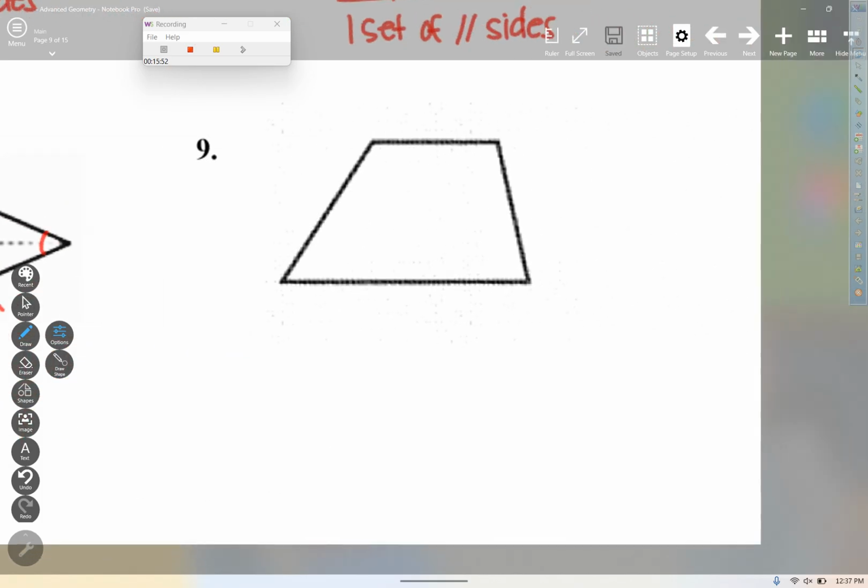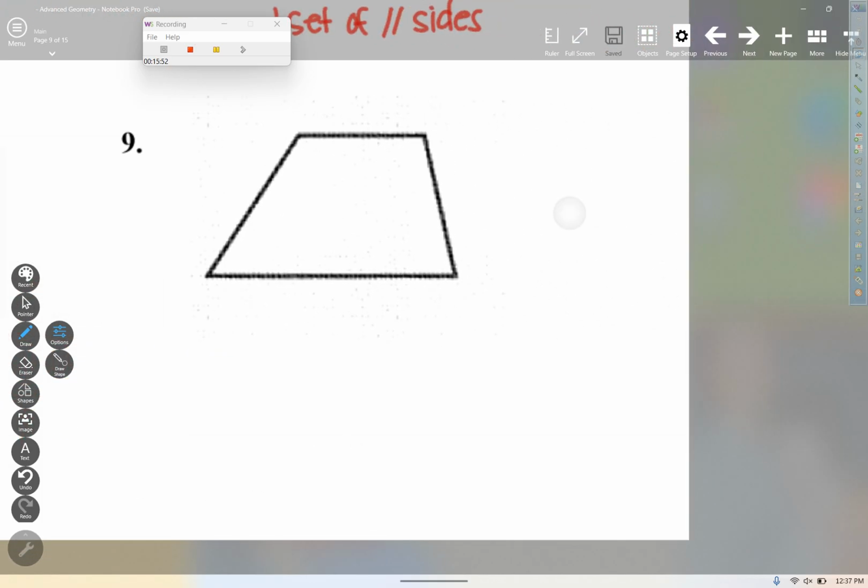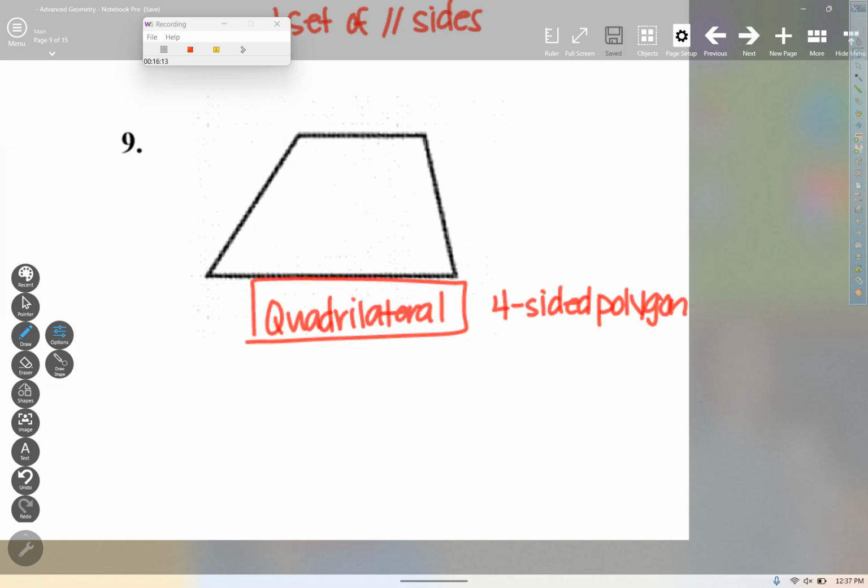All right, and 9. 9 has absolutely no markings. So automatically, with absolutely no markings, that's a quadrilateral, right? The only thing that we know about this shape is that it has 4 sides. That's it. It doesn't have anything special. That's all there is to it.